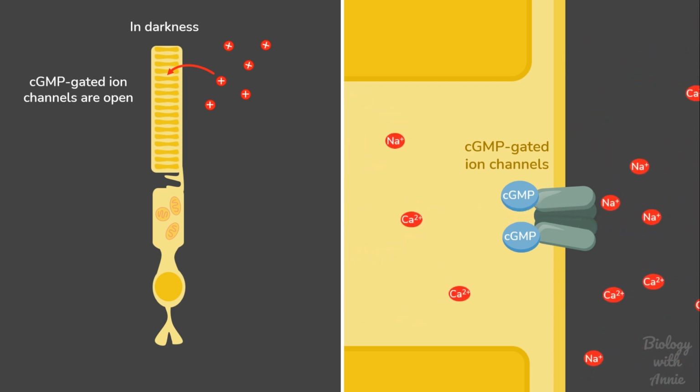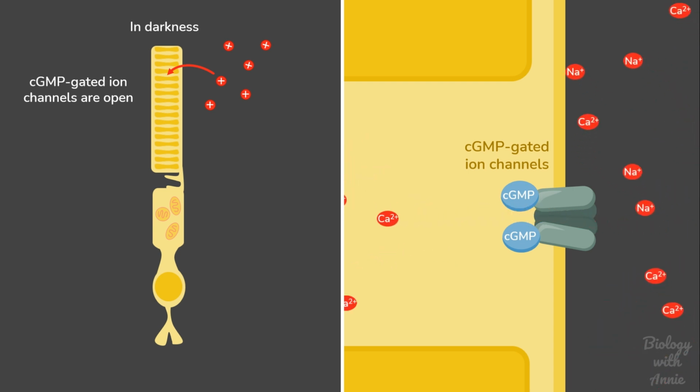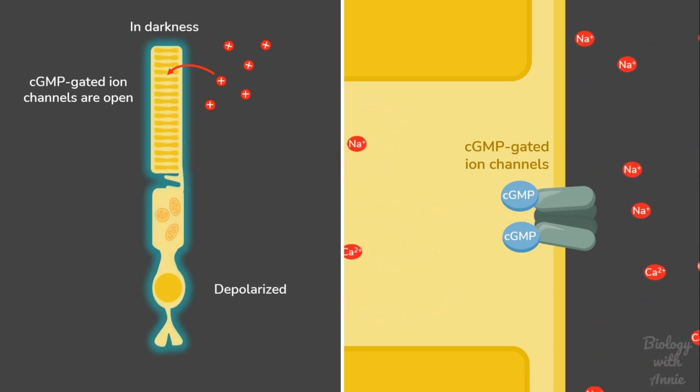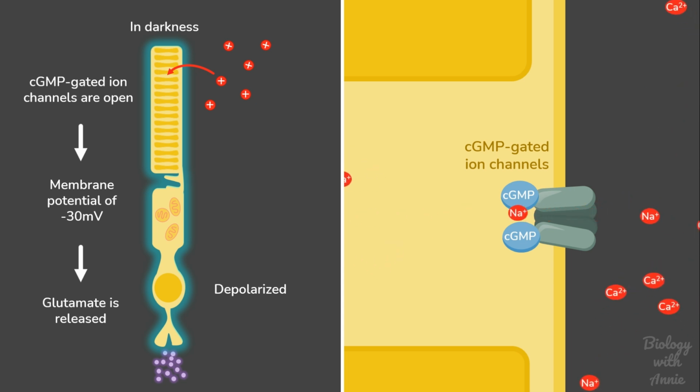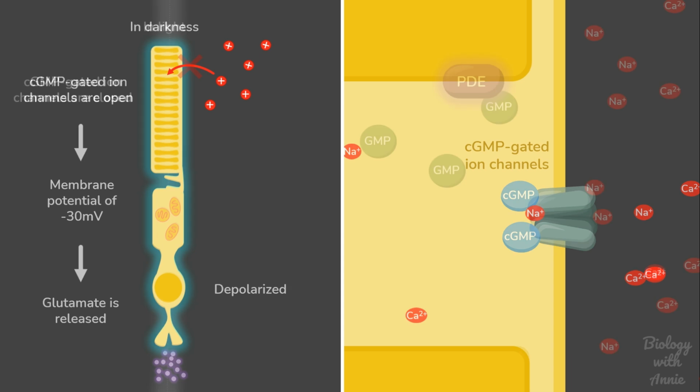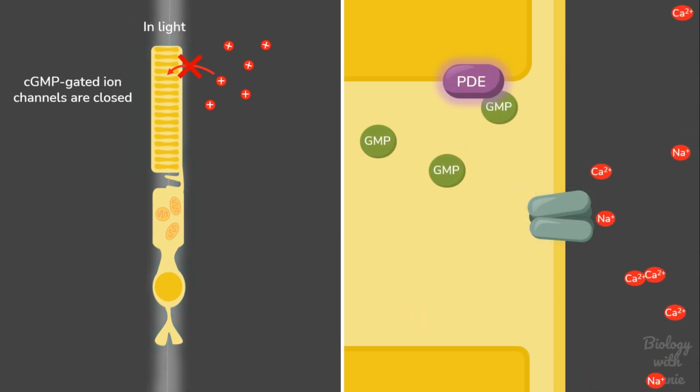When these channels are open, sodium and calcium ions flow into the cell. This influx of positive ions allows the photoreceptor to remain in a depolarized state with a membrane potential of -30 millivolts, which triggers the release of glutamate at the synaptic terminals. However, when the concentration of cGMP drops due to the action of PDE, cGMP-gated ion channels close, stopping the flow of sodium and calcium into the cell.